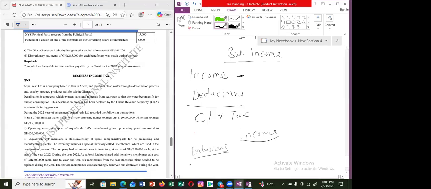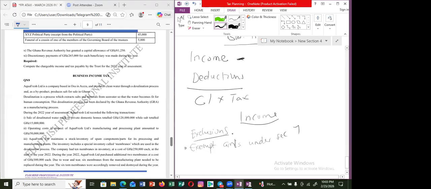So exclusions from income. The first one is exempt amounts under section 7. They are often excluded from income. So you can go and check out section 7 of Act 896. An example is a salary, gratuity, or annuity to the president, among other things. So the exempt amounts under section 7 are not included in business income. Also, final withholding payments are not included in business income.